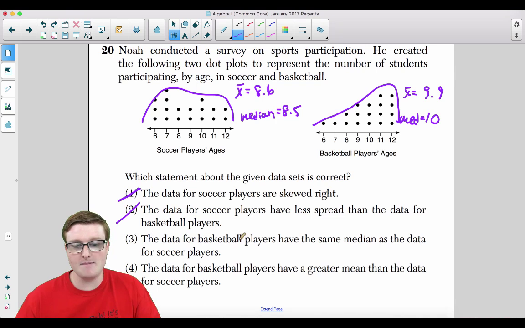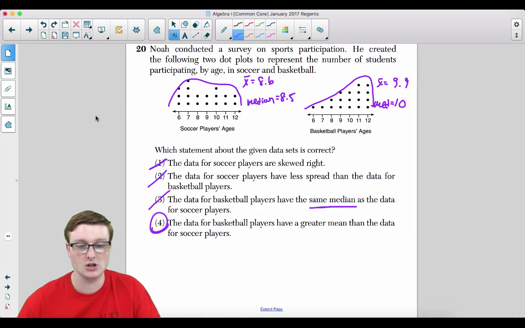Choice 3, the data of basketball players has the same median as the data. No, it doesn't have the same median. Median is 8.5 for soccer. Median is 10 for basketball players. The data for basketball players has a greater mean than the data of soccer players. Yes, the mean is 9.9 for basketball players. The mean for soccer players is 8.6. So your answer clearly is going to be choice 4.